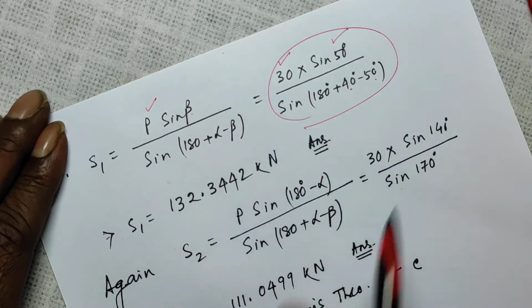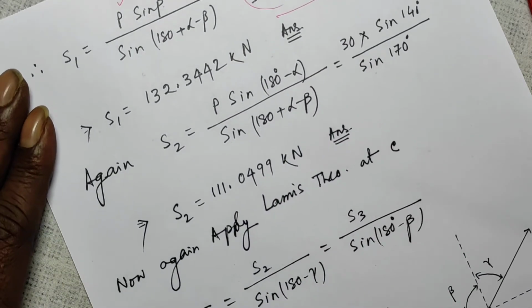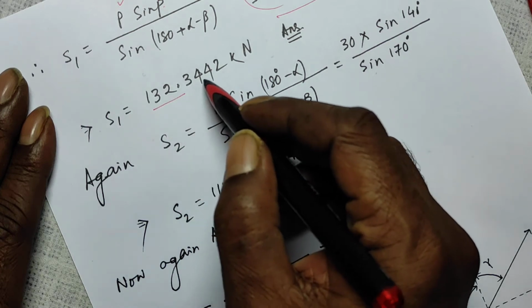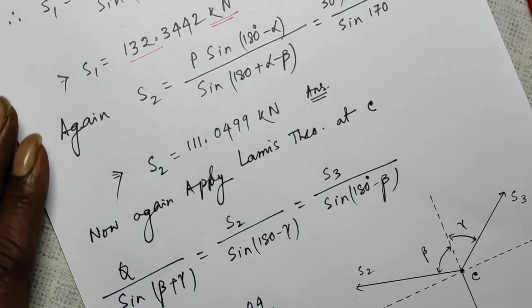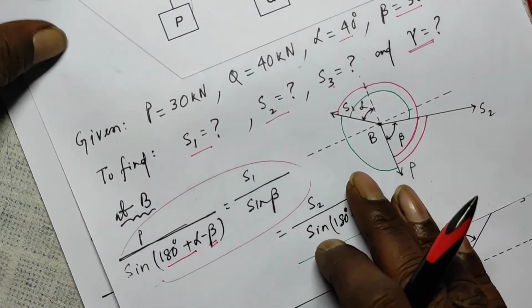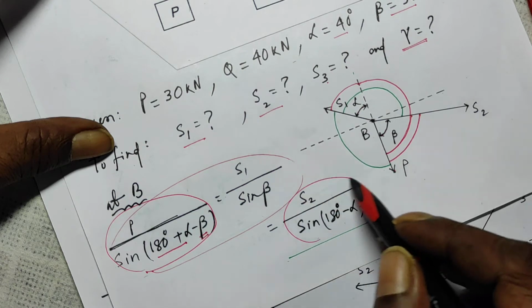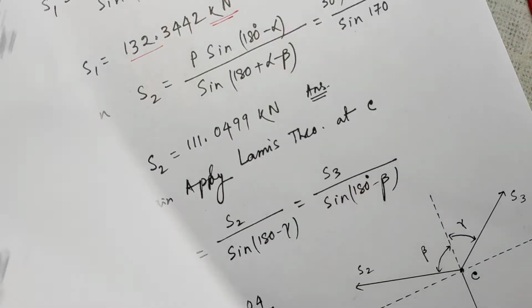I have put the values here, and using a scientific calculator, if you put it properly, this comes out to be 132.3442 kilonewton. Then again, if you consider these two, this fraction equal to this fraction, because they are equal, and cross multiply, you get S2.